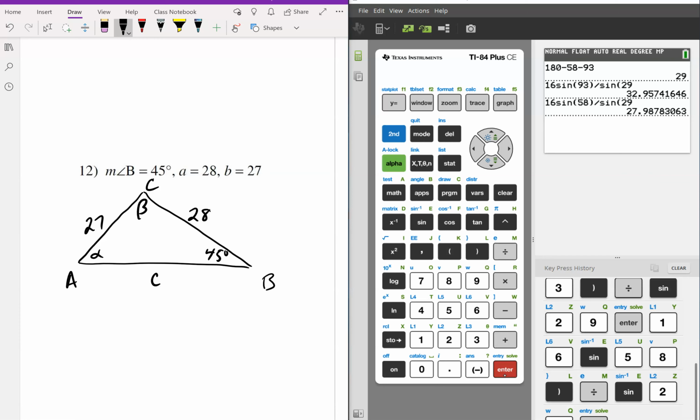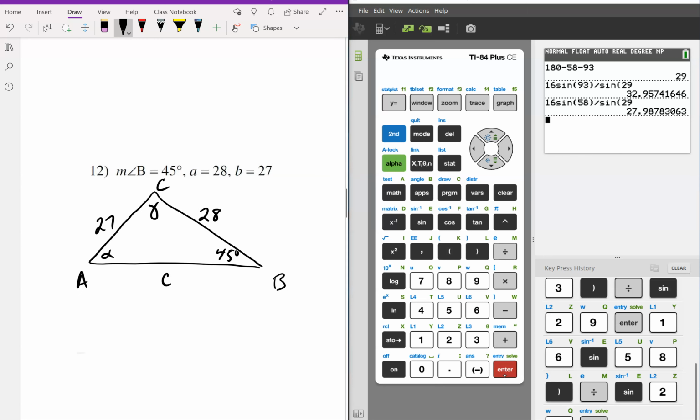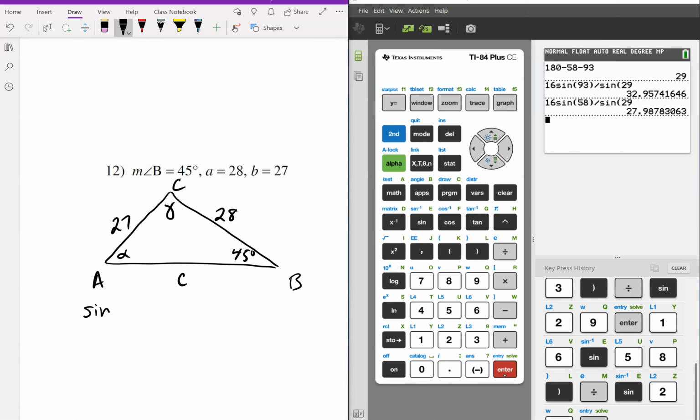Notice, oops, this is not beta, this is gamma. Beta is the one with B, that one's gamma. I notice I can't immediately solve for gamma or c because I always use angle and side opposite. Those are two different things, I don't know either of them. So I better solve by trying to find alpha. So we'll use sine of alpha over A is sine of beta over B.